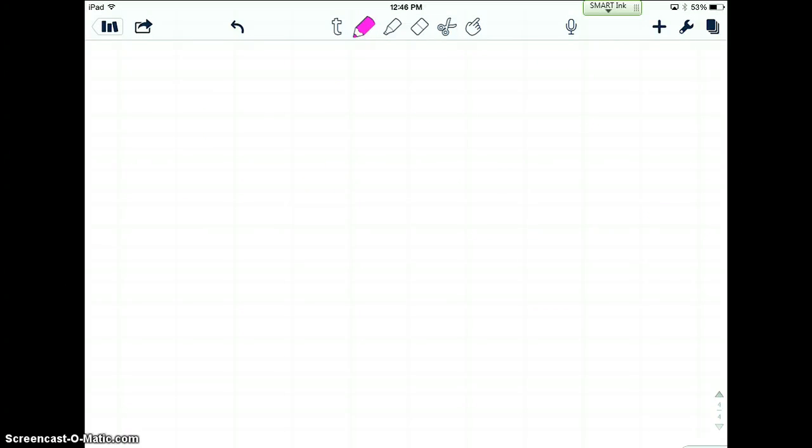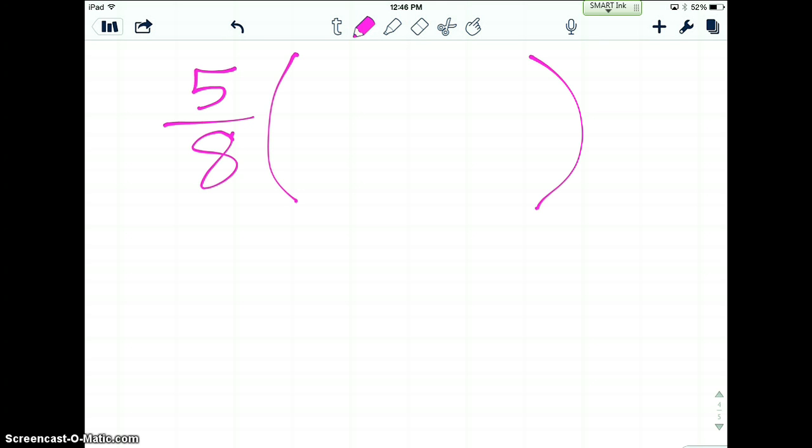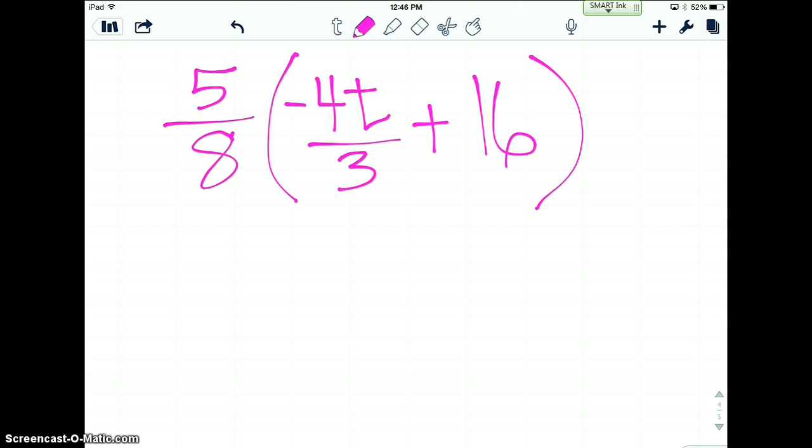So let's try it one more time. It's a little more complicated of some numbers. Okay. So let's try this one. 5/8 times the quantity of -4t over 3 plus 16. Whoa, that thing looks awesome.